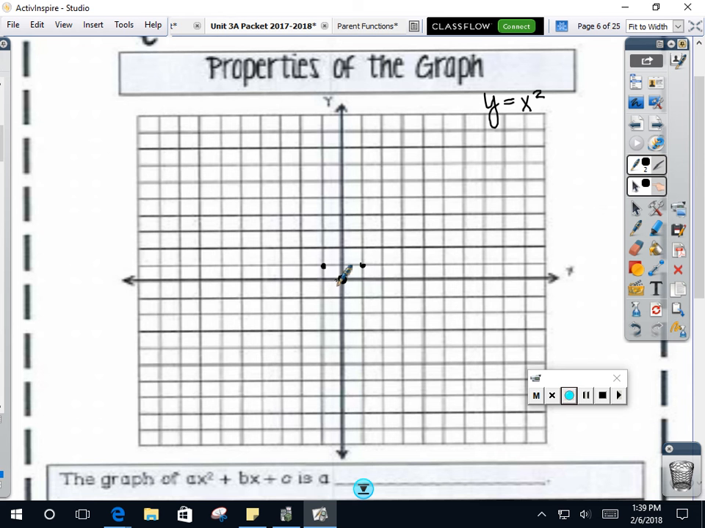If you plugged in either a -2 or a +2, you're going to get 4. So if you go left 2, you'll need to go up 4, and if you go right 2, you'll need to go up 4. If you plugged in either a -3 or a +3, they're both going to give you 9. So when you go left 3, you have to go up 9, or when you go right 3, you have to go up 9. And so that is the parent function of a quadratic function.